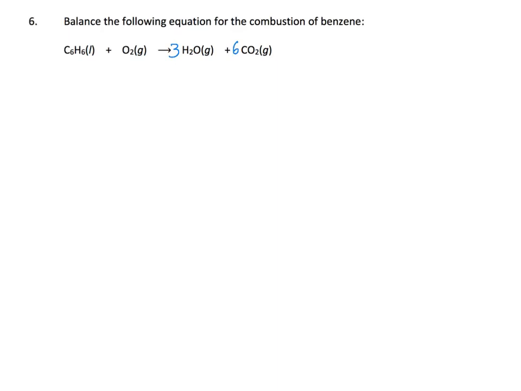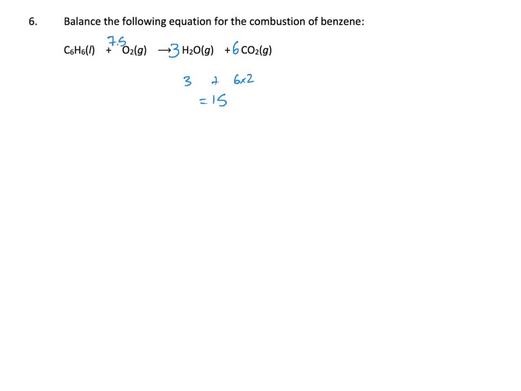Then what we need to do is balance the oxygen last. And the oxygen is last because it appears twice on the right side. If you add up the oxygens on the right, you get 3 plus 6 times 2 is 12, which is 15. So we need 15 oxygens on the left as well to balance this. To do that, we could put a 7.5 in front of the O2.